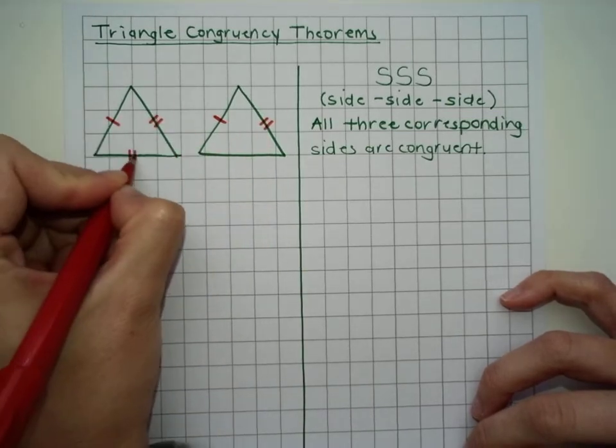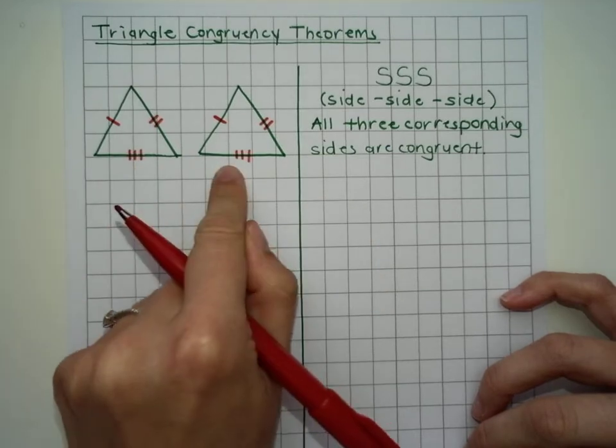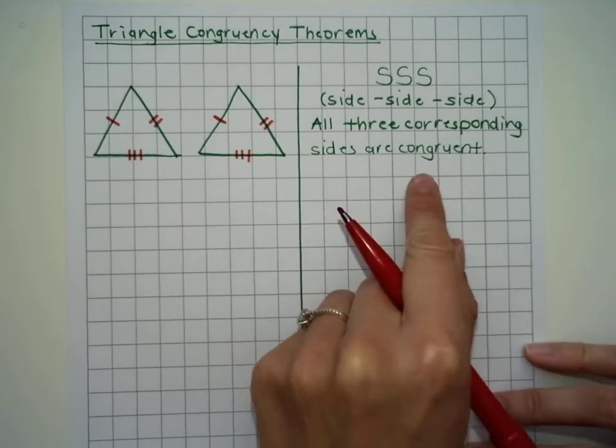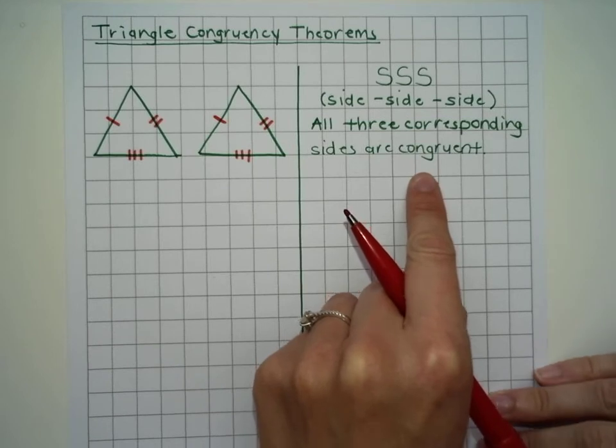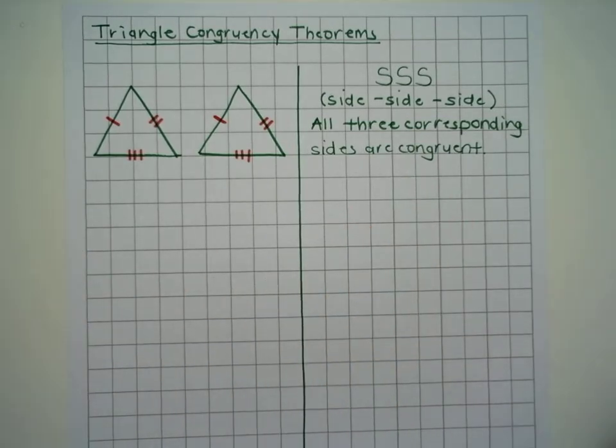And then the third side is congruent to this corresponding side. So all three corresponding sides are congruent. We would be able to say, due to the side, side, side theorem, these triangles are congruent.